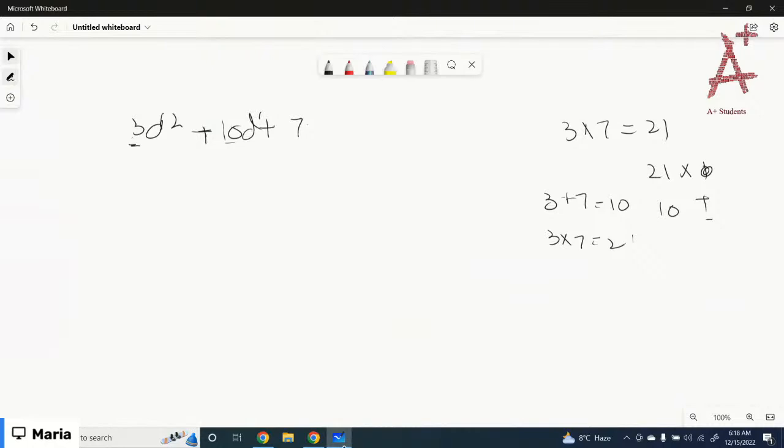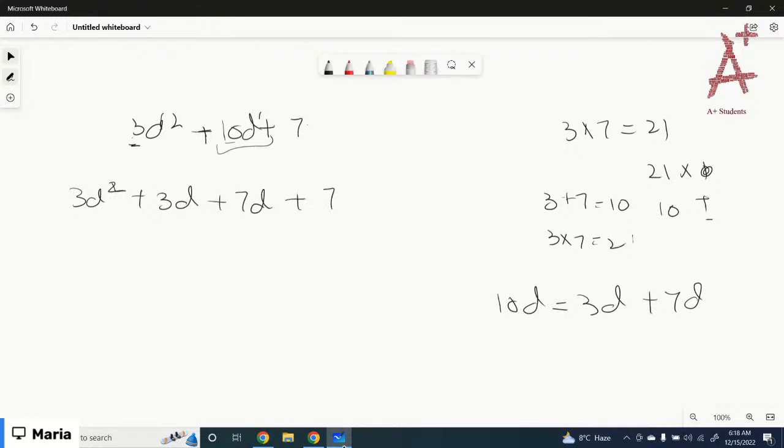So break down the 10d as 3d plus 7d. It would be 3d square plus 3d plus 7d plus 7. Just replace the 10d with 3d plus 7d. Got it? So here you have 3d common. You are left with d plus 1. Here you have 7 common. You are left with d plus 1.